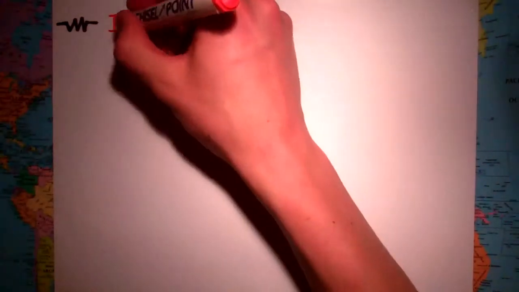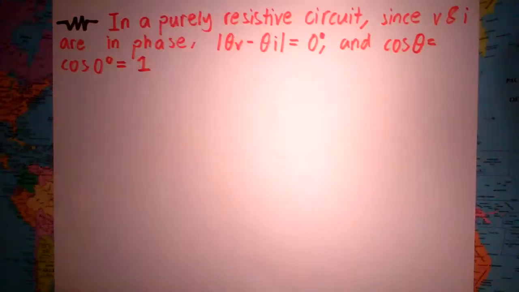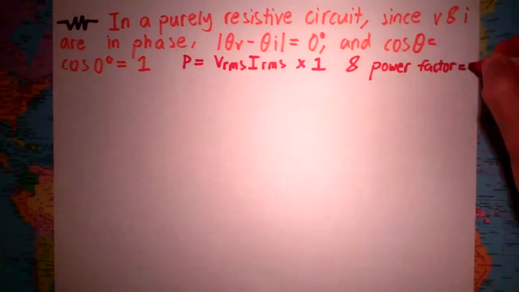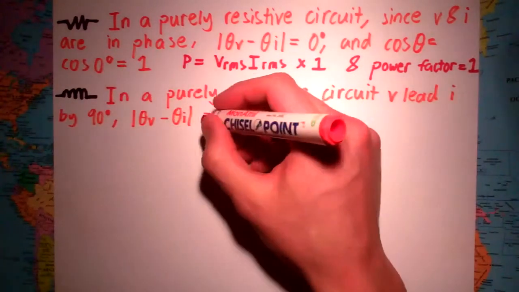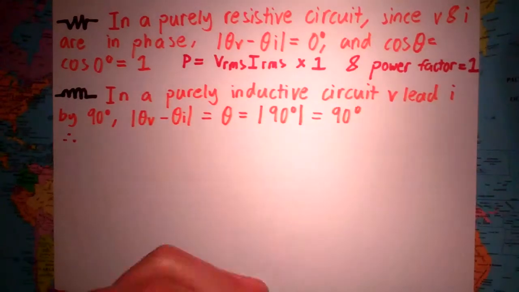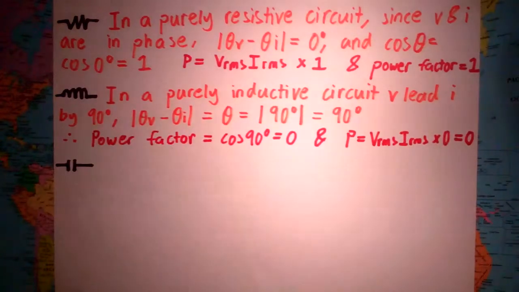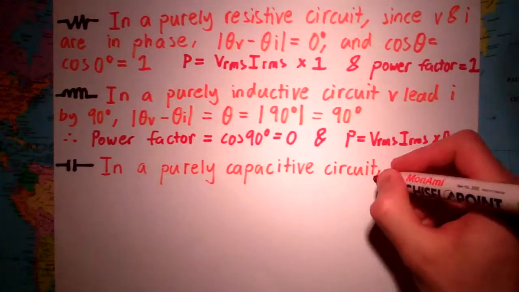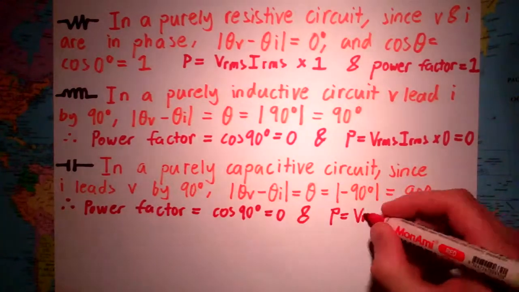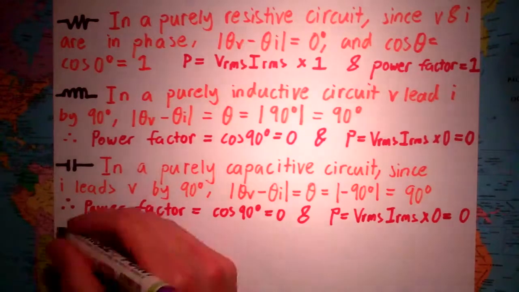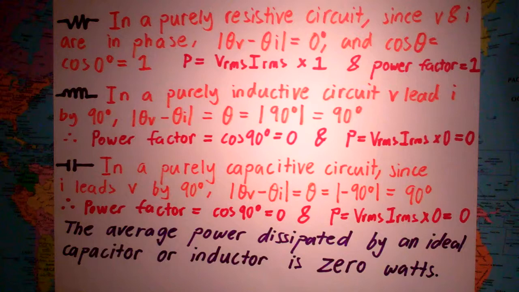In a purely resistive circuit, since the voltage and current are in phase, the theta value is just 0, and cos of 0 gives a power factor of 1. In a purely inductive circuit, since the voltage leads the current by 90 degrees, the theta value is 90, and cos of 90 gives a power factor of 0. In a purely capacitive circuit, since the current leads the voltage by 90 degrees, again the power factor is given by cos of 90 and is equal to 0.